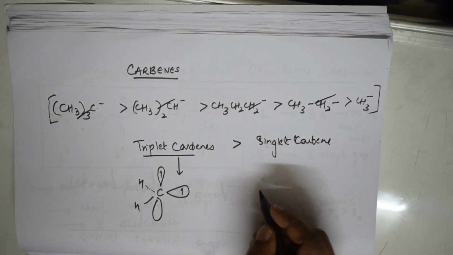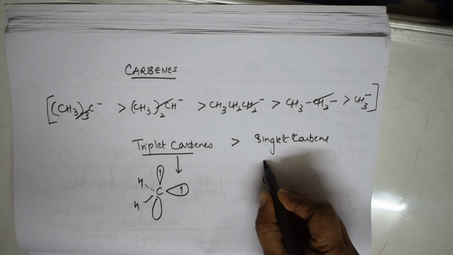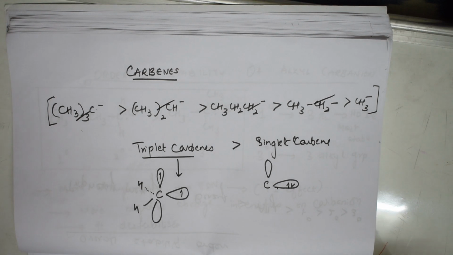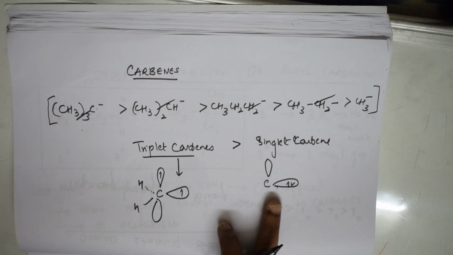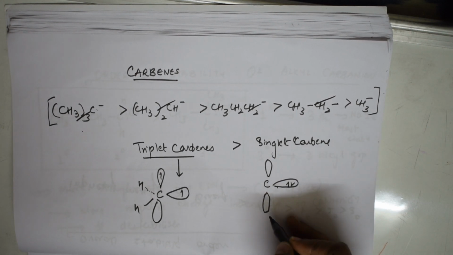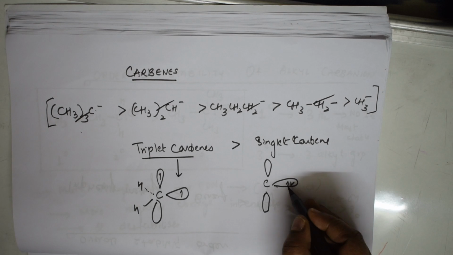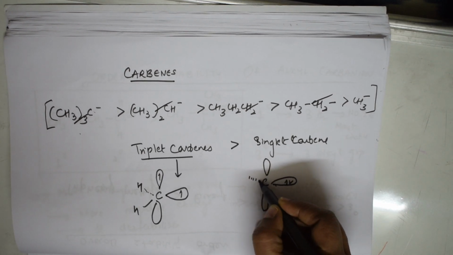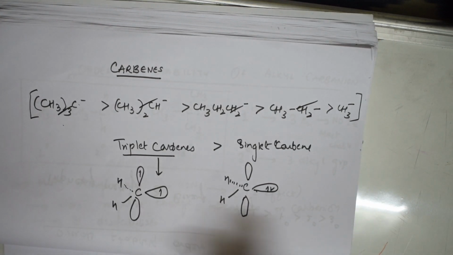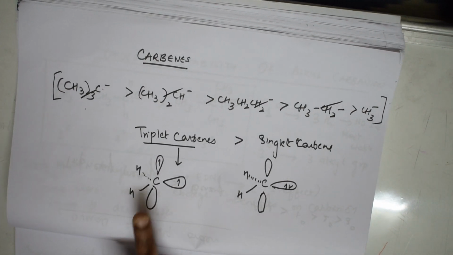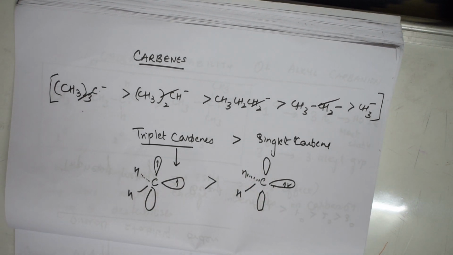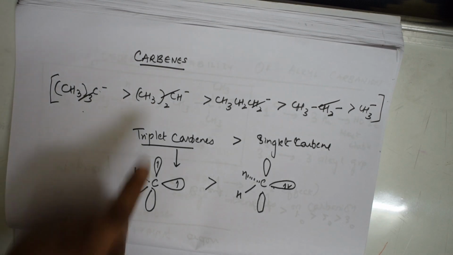If I take the singlet carbene, I have to place both the electrons in the same orbital. I need to place 2 electrons in the same orbital, so there will be inter-electronic repulsions. Because of this electron repulsion, it is less stable compared to triplet. So always remember, triplet carbene is more stable than singlet carbene. This is fine, students? Okay, sorry for the inconvenience.